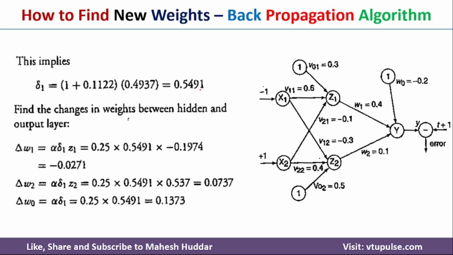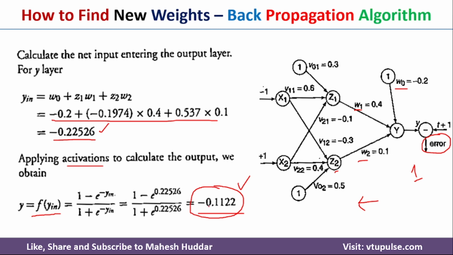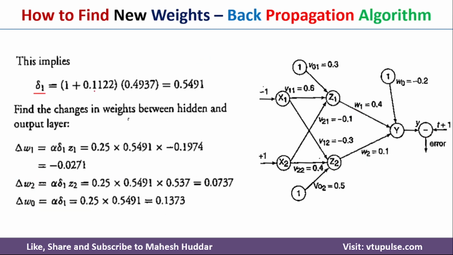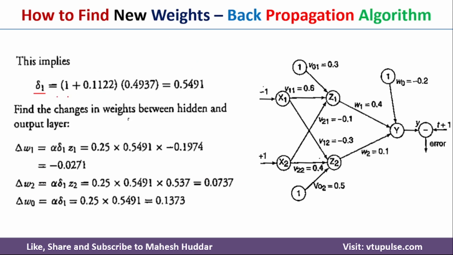So delta k is equivalent to, or delta 1, because we have only one output neuron here. So delta 1 is equivalent to, what is given to us? Tk minus yk, t1 minus y1. So what is target? 1 minus, what is the calculated value of y here? We have already calculated, that is minus 0.1122 here. So this will become 1 plus 0.1122 multiplied by what? F dash of y in k, we have calculated that also here, that is 0.4937 over here. So once you put all those particular values, you will get delta 1 is equivalent to 0.5491. That is the error at this particular output neuron.